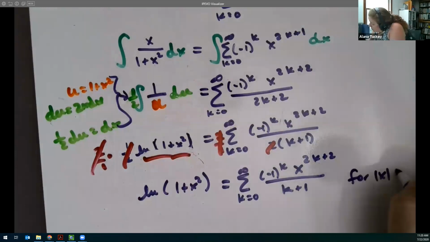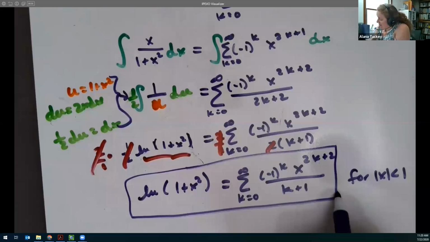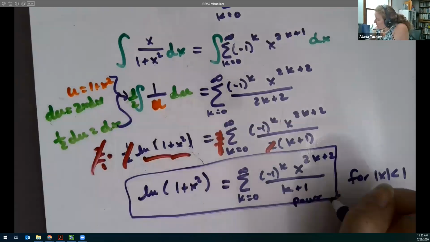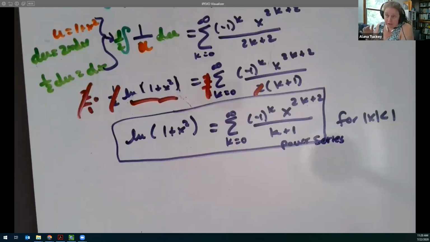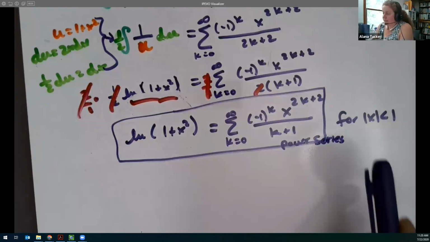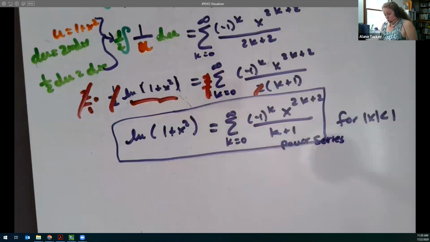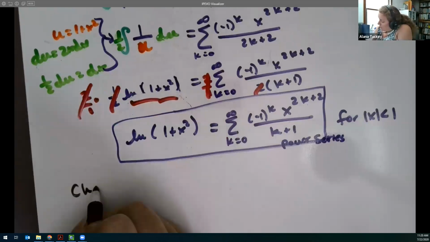You're not done with the problem. You're done with finding the series. You found the power series. So there's your power series right there. That's one of the things they wanted. The other thing you have to do is any power series needs to be accompanied by an interval of convergence. So this is what you think the interval of convergence is. However, you have to check your endpoints, and you're not done unless you do. So let's check endpoints.